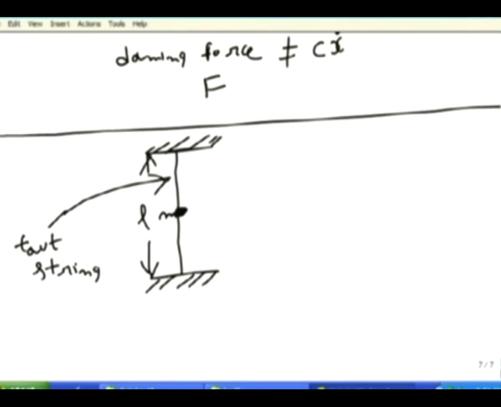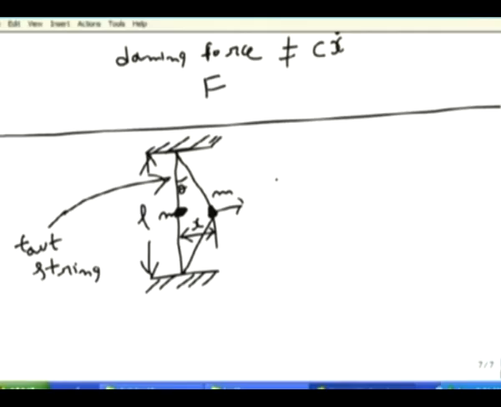Now, when you displace the mass, so that this angle is theta and this is mass m, this displacement is x, then the vibrations start.